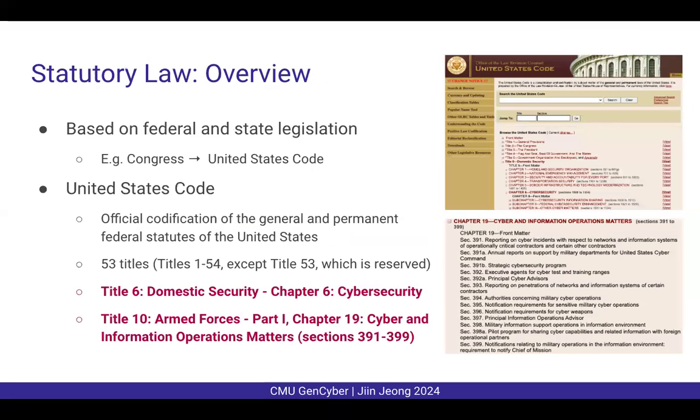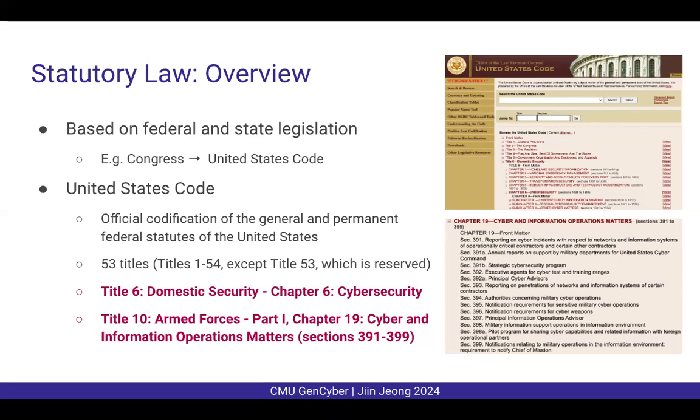Moving on to statutory law. Statutory law is based on federal and state legislation, for example, the Congress and the United States Code. The United States Code is an official codification of the general and permanent federal statutes of the United States, and there are 53 titles, 1 to 54, except Title 53, which is being reserved.